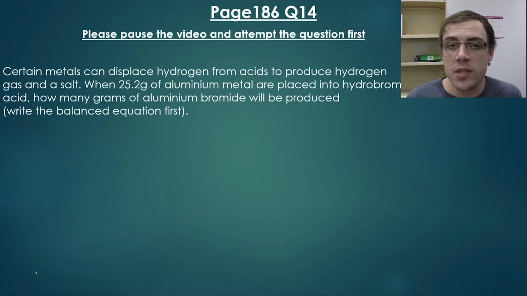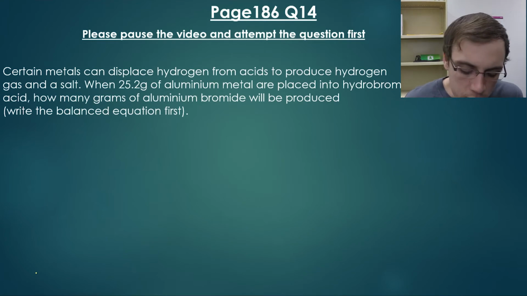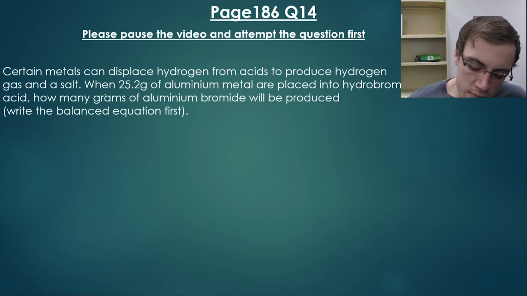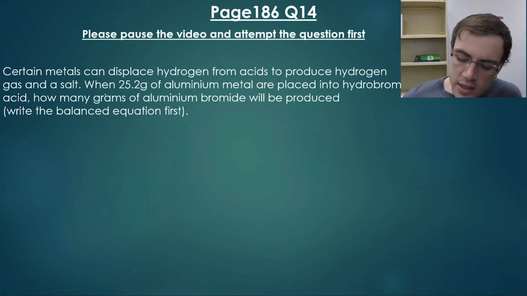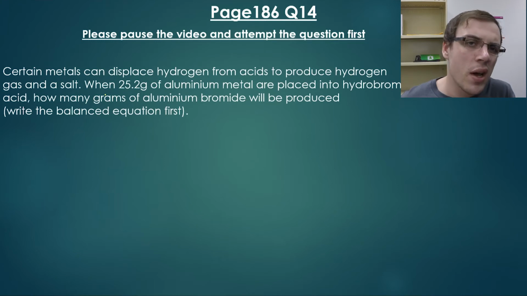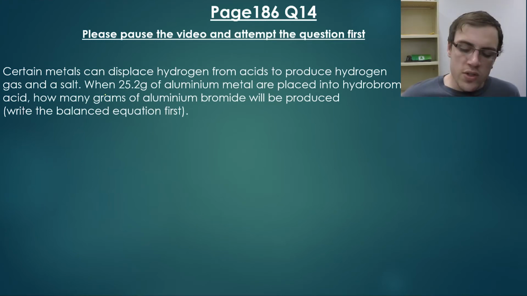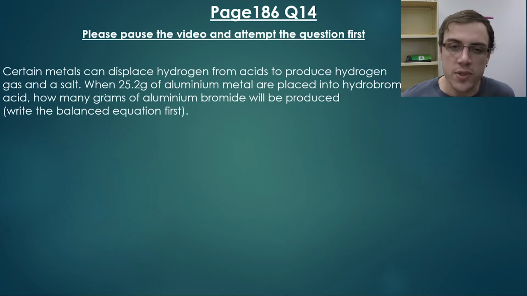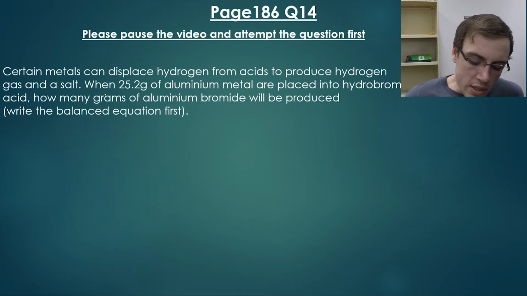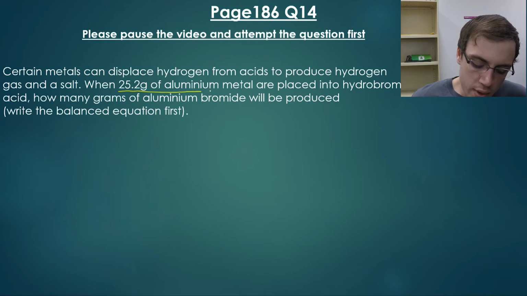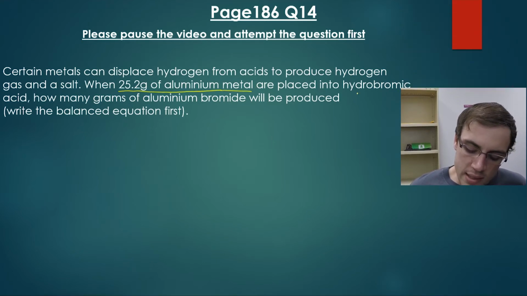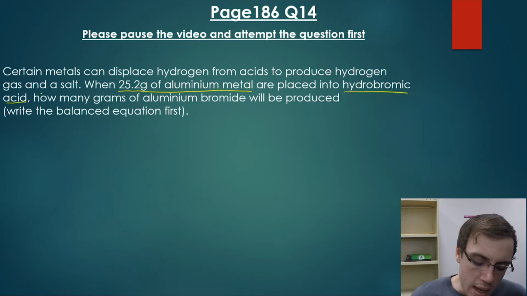Again, please pause this video, have a go at it yourself, and then press play and we'll run through it. So, certain metals can displace hydrogen from acids to produce hydrogen gas and a salt. Okay, so this is telling us in words the reaction, what's going on here. That's helping us to paint a picture of sorts. So when 25.2 grams of aluminium metal are placed into hydrobromic acid, how many grams of aluminium bromide will be produced?